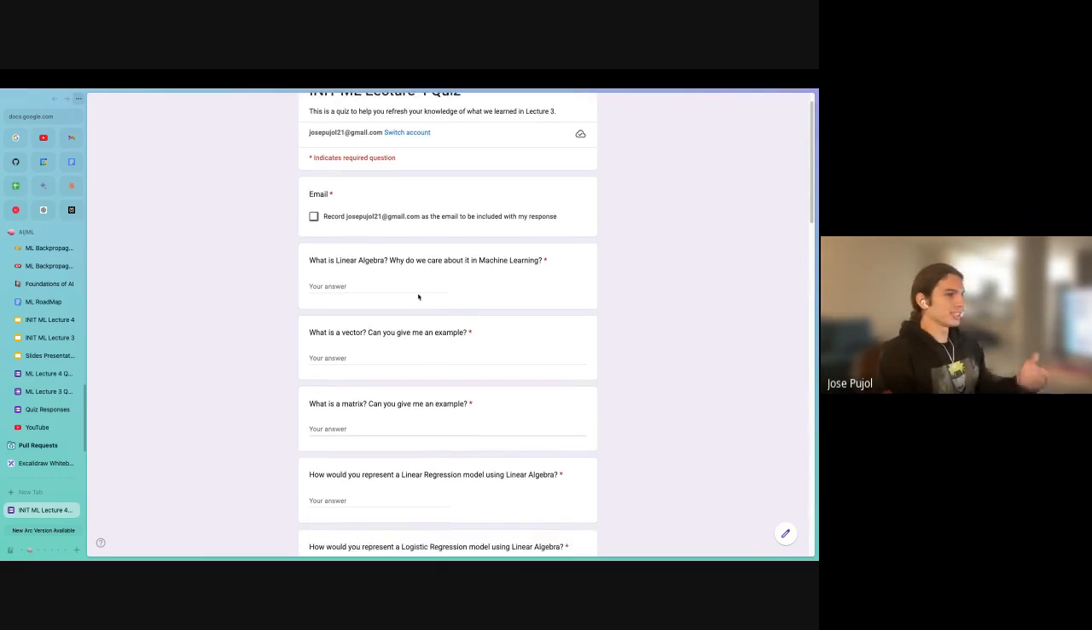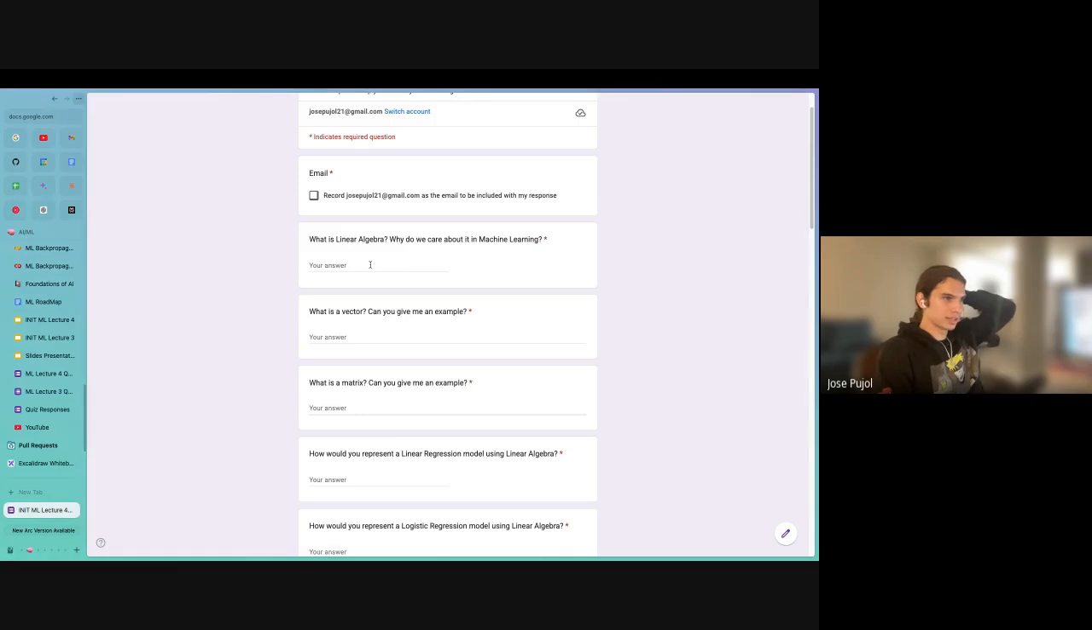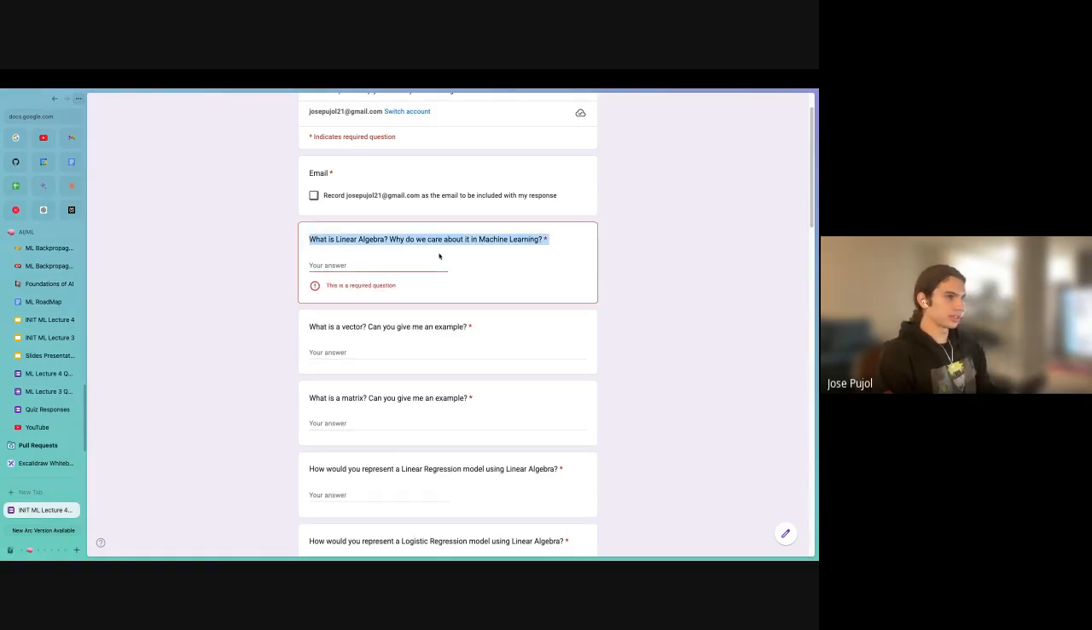So first question: what is linear algebra, and why do we care about it in machine learning? Linear algebra is a branch of mathematics that deals with linear combinations, vectors, and vector spaces, and how you would represent these linear combinations. The reason we care about it in machine learning is a couple of reasons.